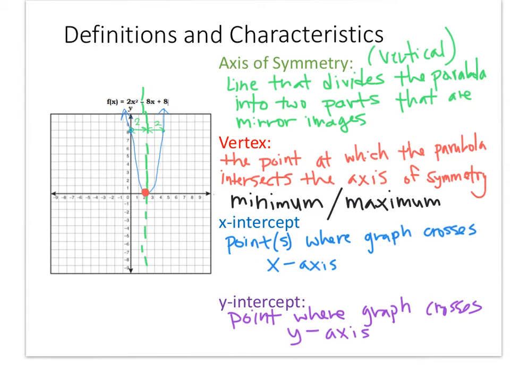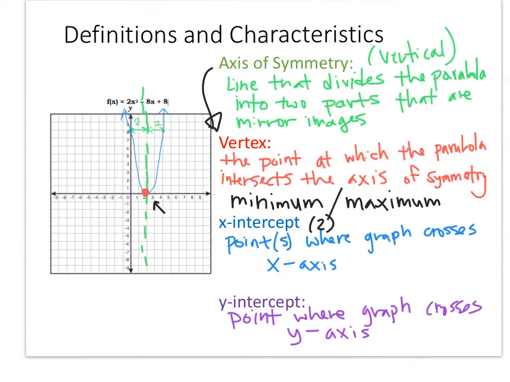And one of the things is that the axis of symmetry goes through the vertex. So we can find the vertex, and we can find the axis of symmetry at the same time. You find the vertex, put a point there, and then the axis of symmetry is a vertical line that goes right through that point. The x-intercept, in some cases, is a point or multiple points. Usually with an x-intercept it's only going to be 2 or less. And it's going to be at the point where it crosses the x-axis.